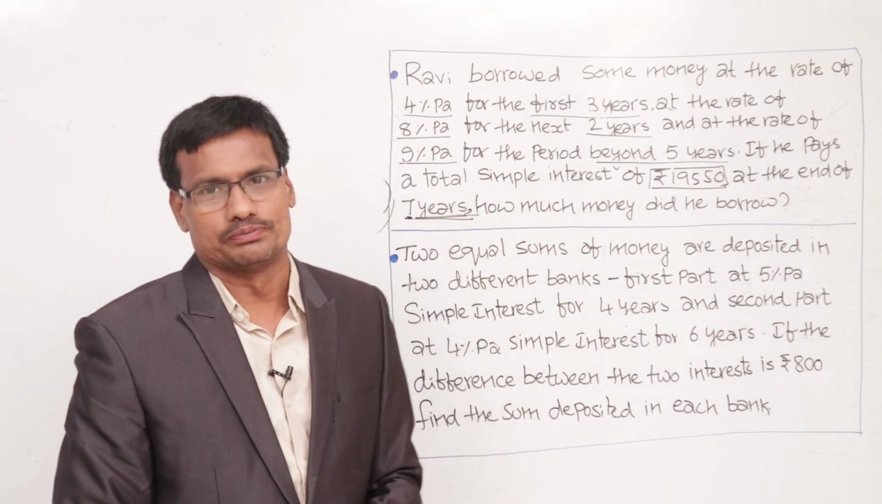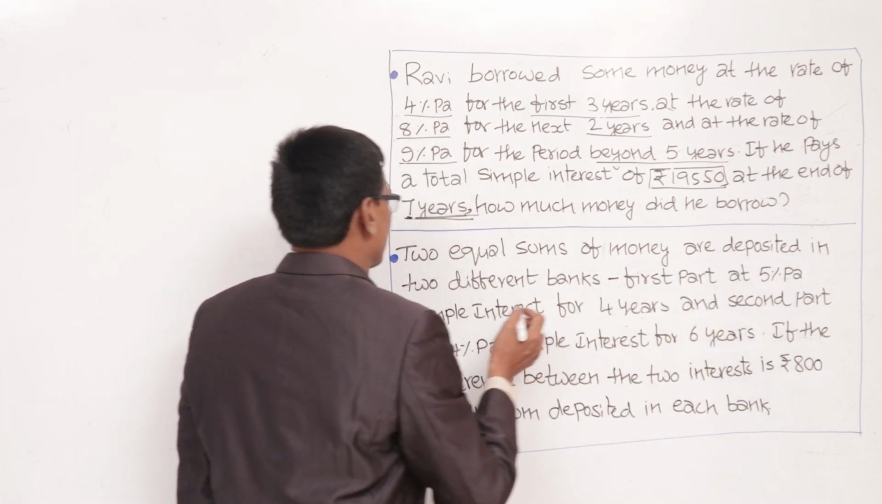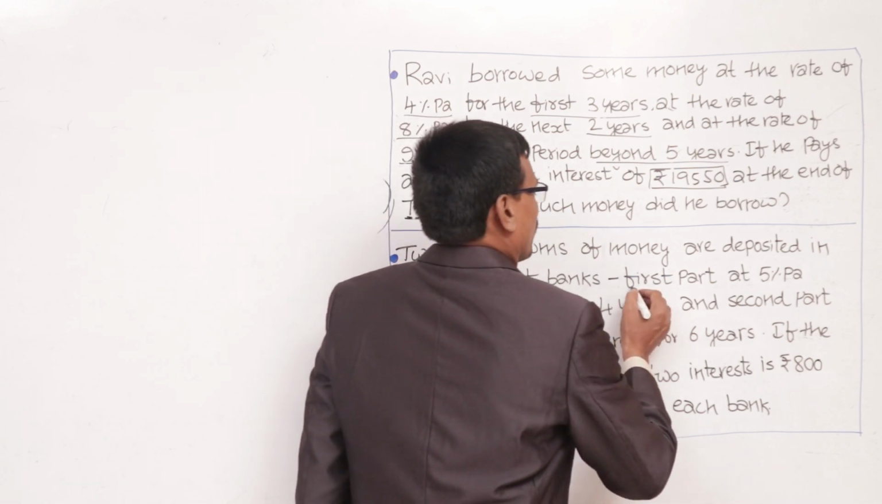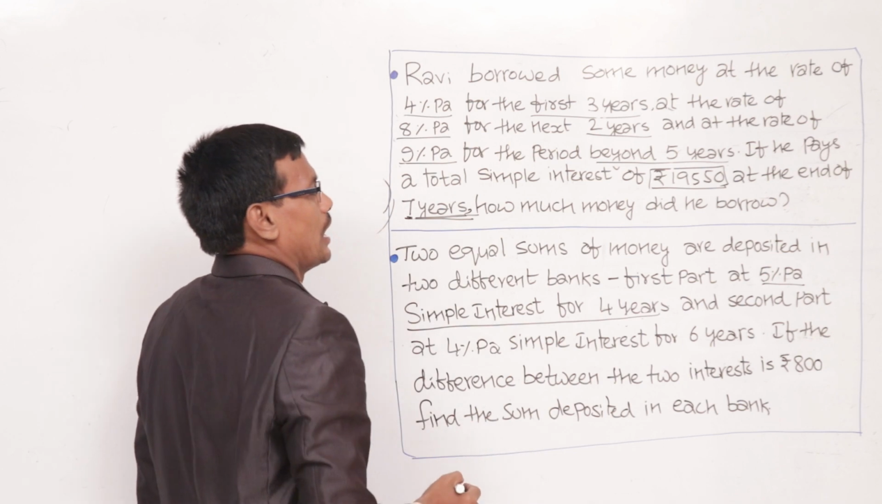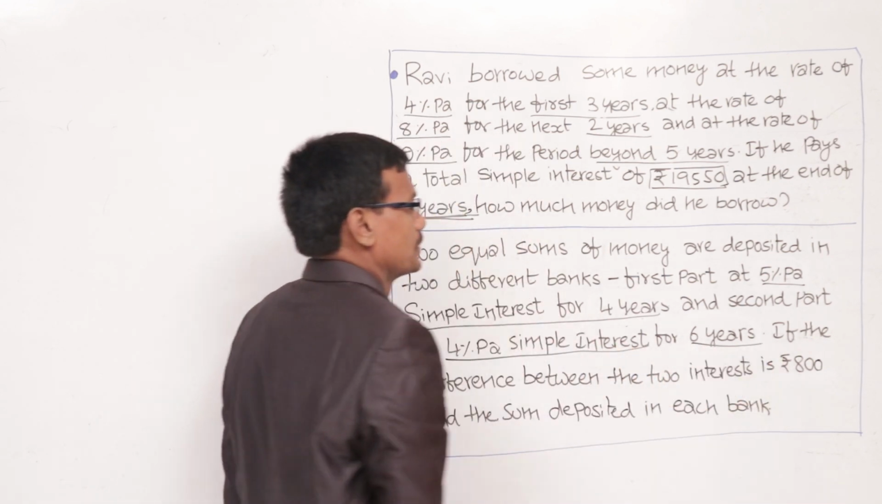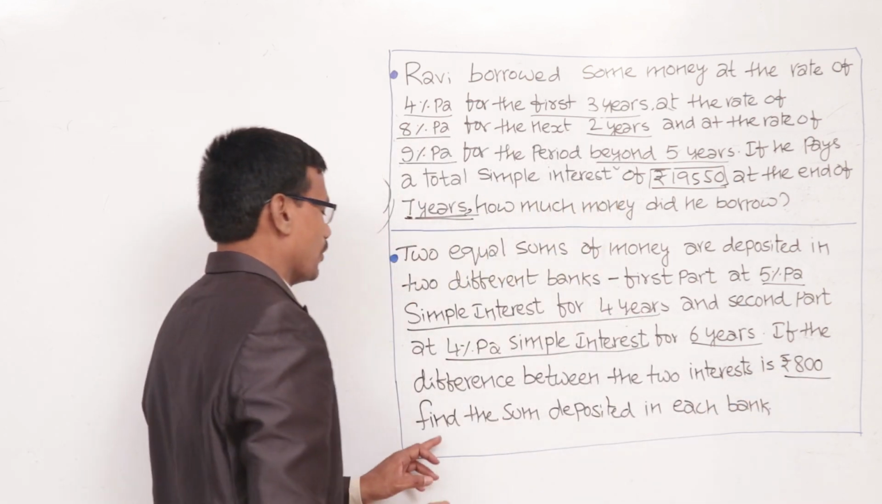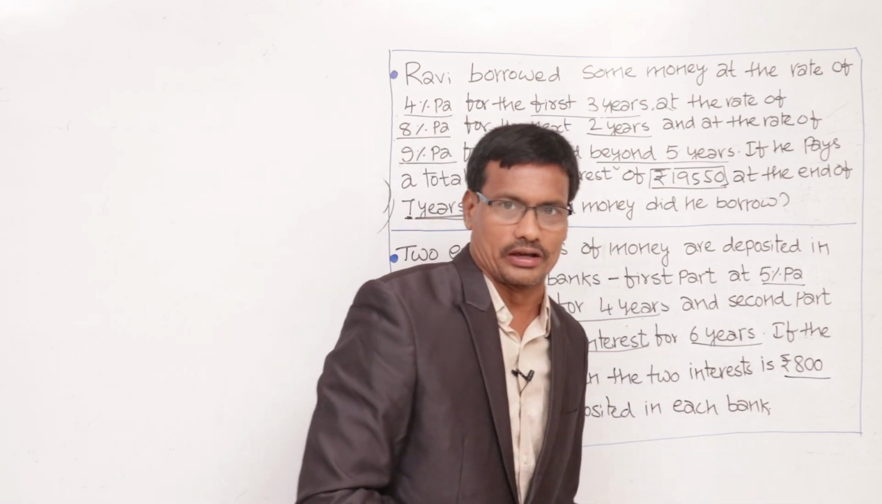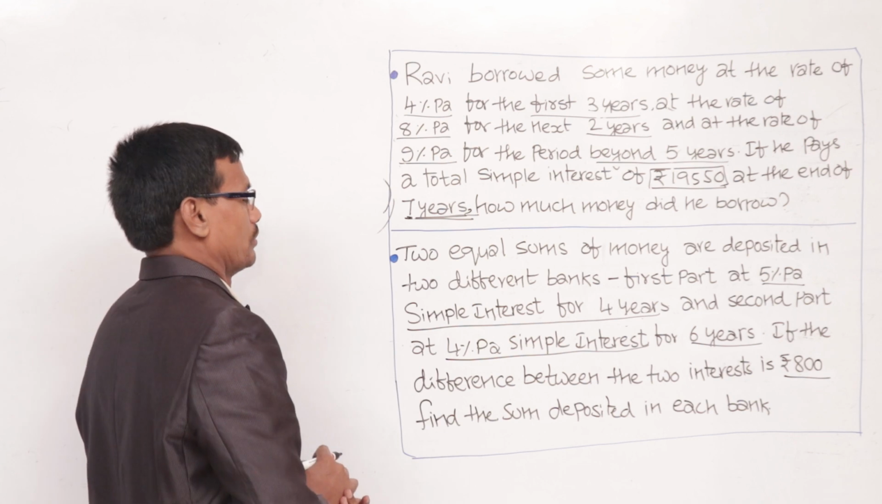Now come to question number 2. Another question. 2 equal sums of money are deposited in 2 different banks. First part at 5% simple interest for 4 years and second part at 4% simple interest for 6 years. If the difference between the two interests is 800 rupees, find the sum deposited in each bank.